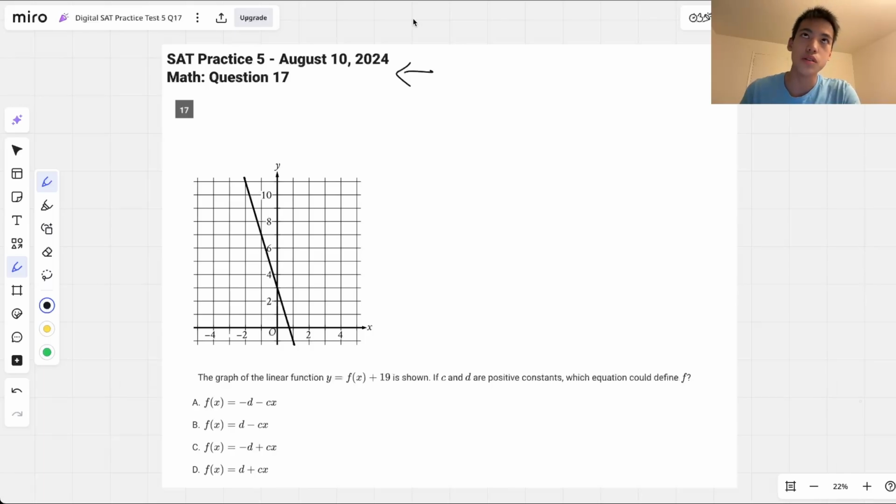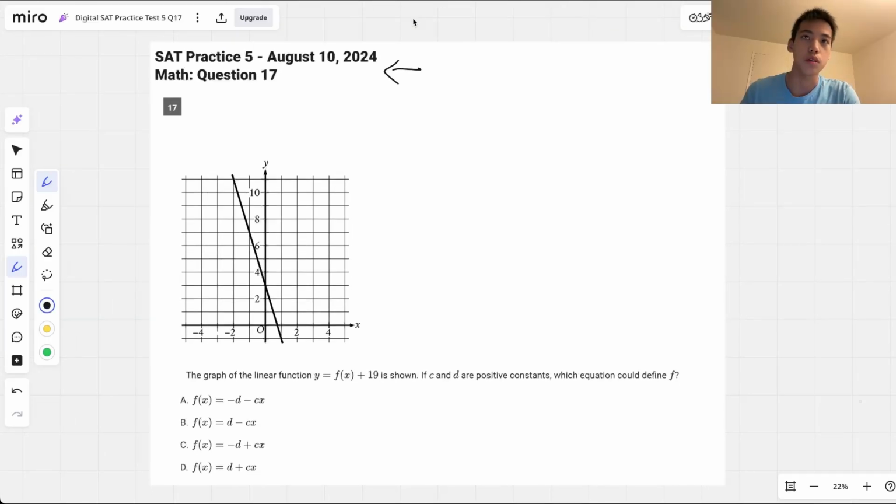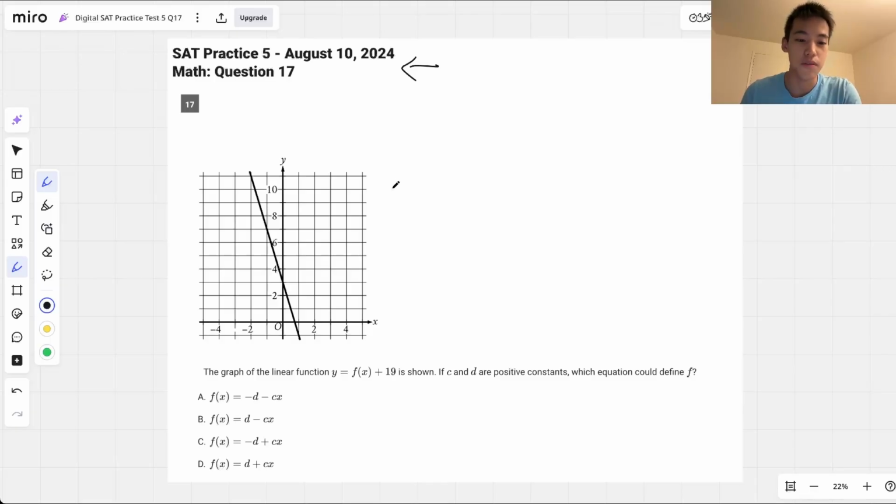And while I was focusing more on the reading and writing sections of the test, I wanted to make sure that my math abilities were polished enough so that I could do the questions to the best of my ability. All right, without further ado, let's dive in.